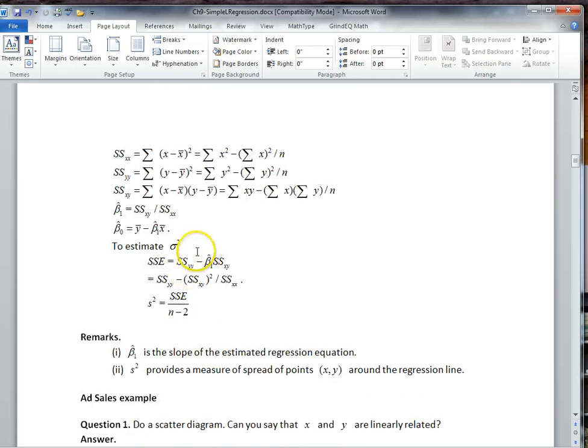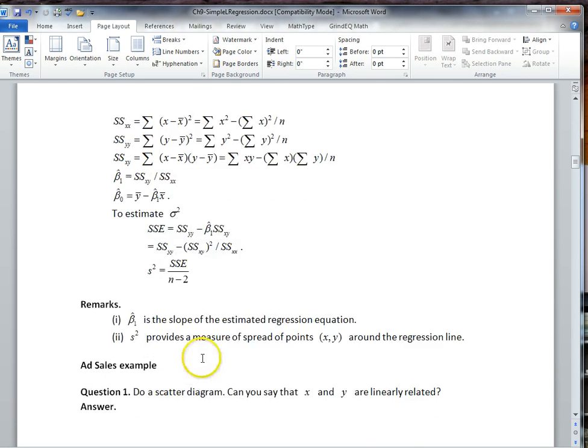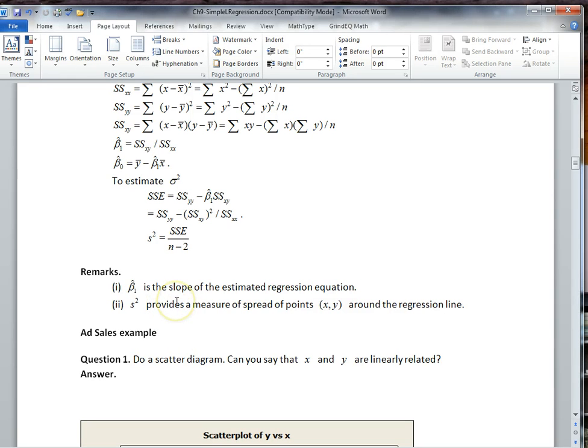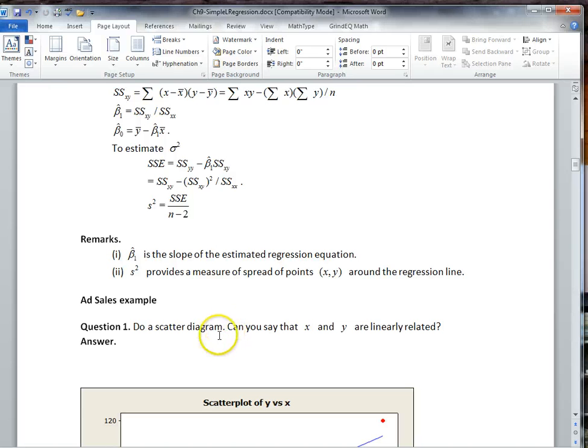So to estimate sigma square, I take SSYY, this one here, minus the beta 1 hat times SSXY from here. And once I get that, I divide it by n-2 to get S squared. And that's my degrees of freedom here, because I estimate 2 parameters, so I lose 2 degrees of freedom, so I get n-2. So beta 1 hat is the slope of the estimated regression equation, and S squared, we said, is the spread of the points xy around the regression line.